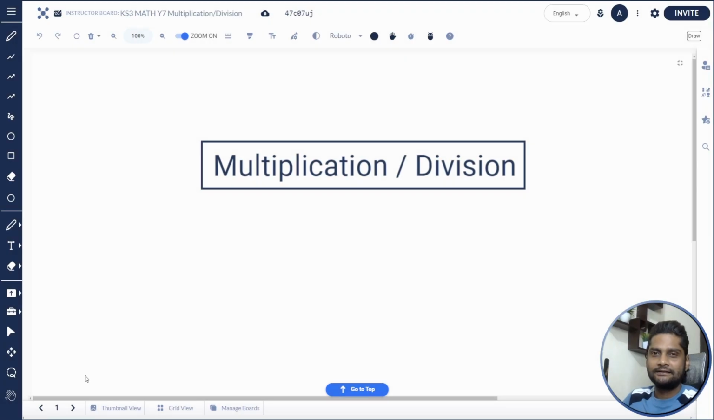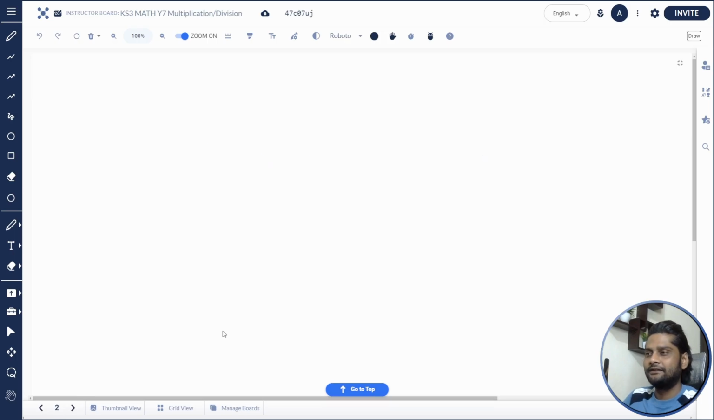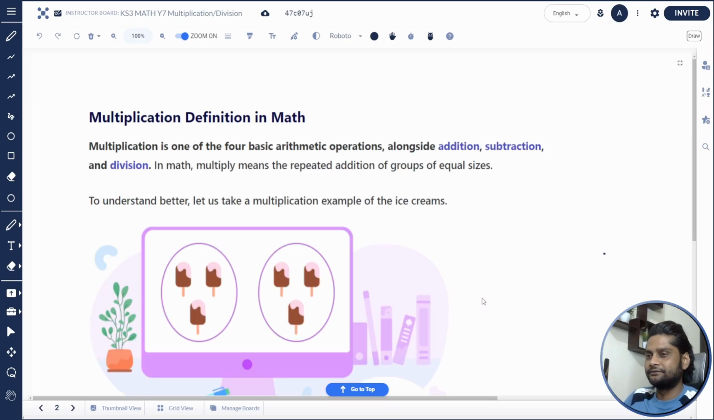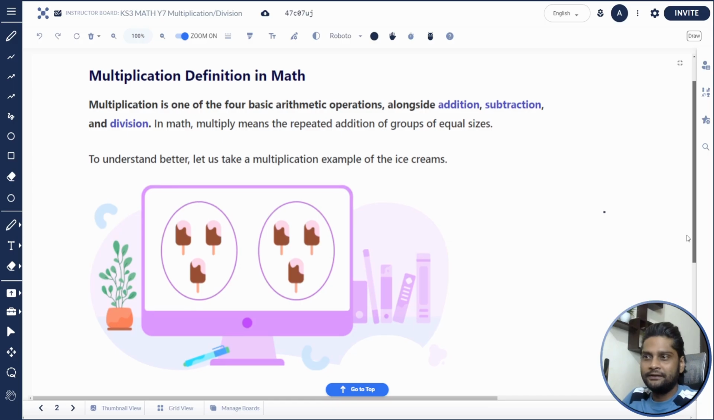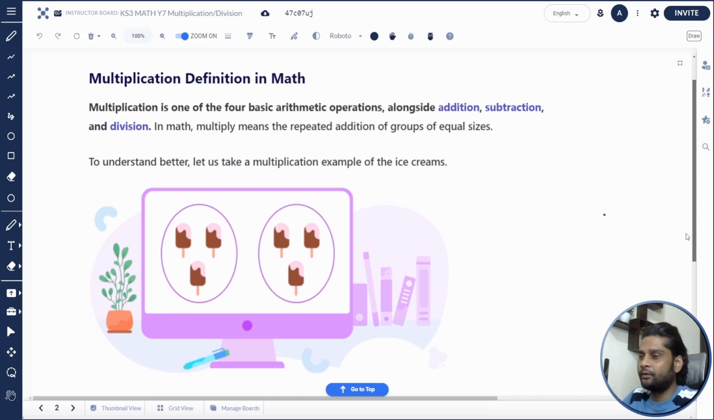Hello dear students, in this lesson we are going to talk about multiplication and division. Let's continue with multiplication first. So multiplication is also one of the 4 basic arithmetic operations. And what happens in multiplication? Basically we have to perform repetitive addition.